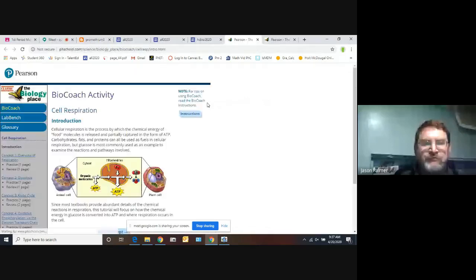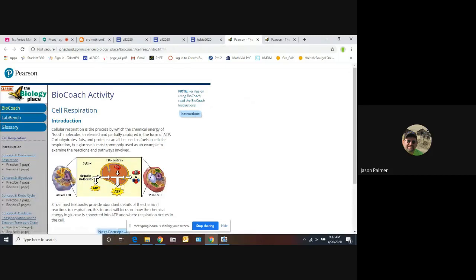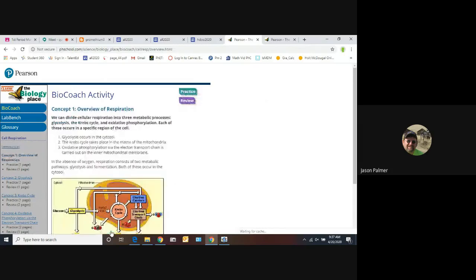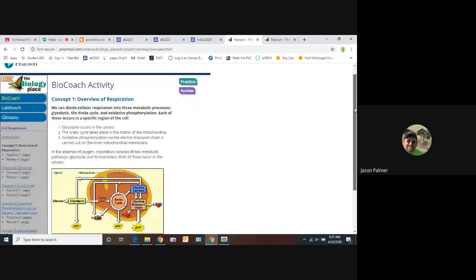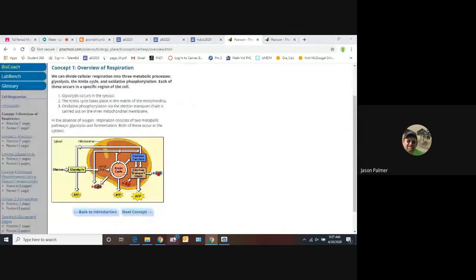So this is a bio coach activity, and an animal cell or plant cell, they both have mitochondria, and it's taking oxygen out of the air and making ATP for the plant. ATP is the fuel for everything. So here we have a picture, and capture that picture.